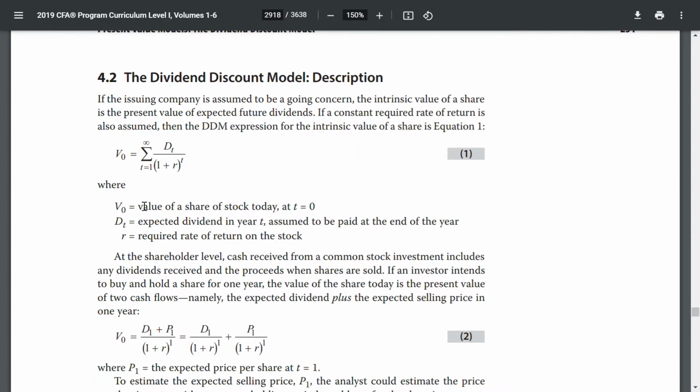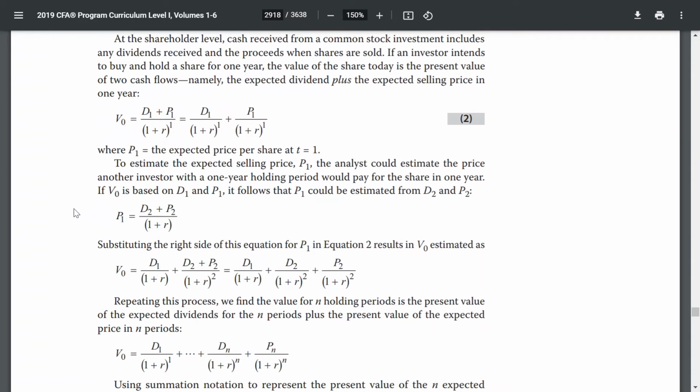At the shareholder level, cash received from a common stock investment includes any dividend received and the proceeds of the shares that are sold. If an investor intends to buy and hold the shares for a year, the value of the share today is the present value of the two cash flows, namely the expected dividend plus the expected selling price in 1 year.